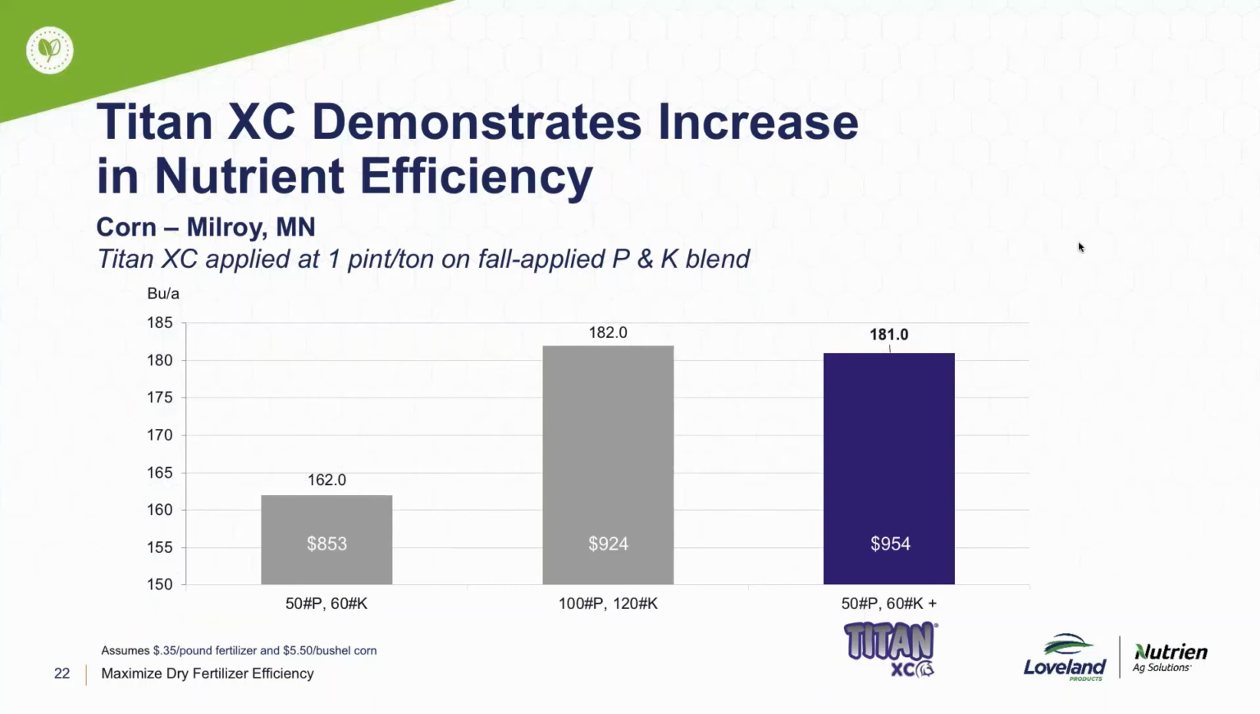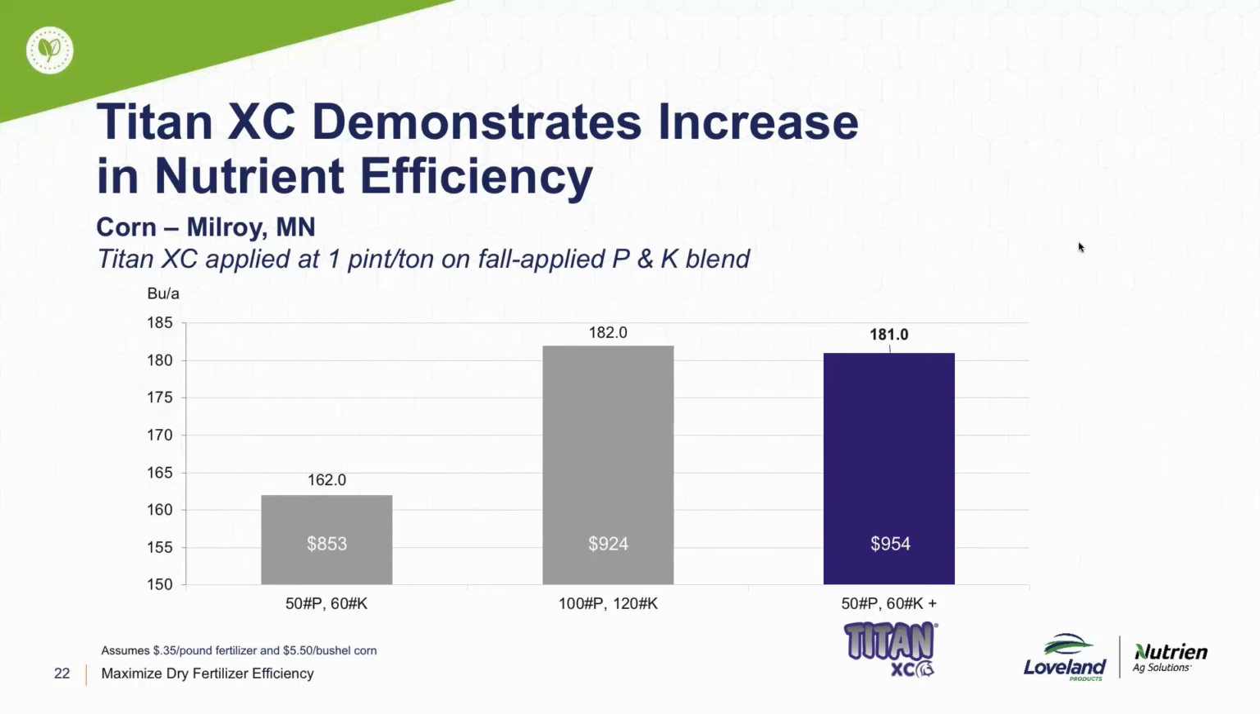So their standard blend is a 50-60 blend, and at 162 bushels at $5.50, that's a gross of $853. That's the net, $853 an acre. They doubled the fertilizer rate, taking into account about 35 cents a pound for the fertilizer. And yes, they increased yield 20 bushels, and they increased the profit to $924 an acre.